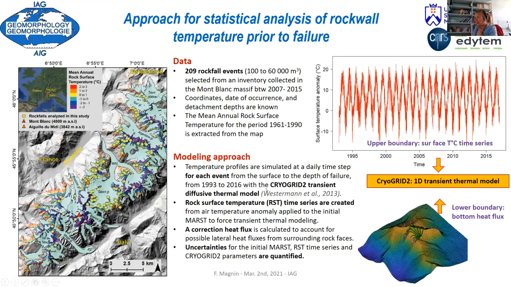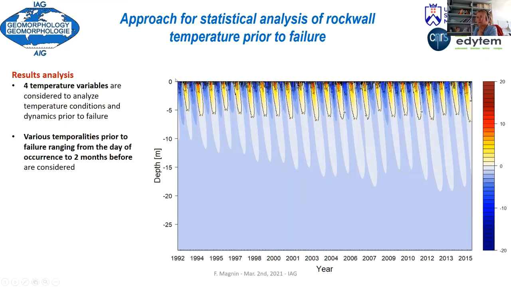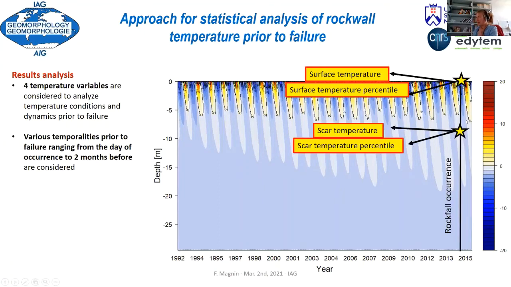So the approach is a bit complex, but what you have to keep in mind is that for each rockfall, we simulate such a temperature profile. So this is the surface, and this is about 30-meter depth, and this is the early 1990s, and this is the present time. So we simulate temperature dynamics for all rockfalls. And let's say now that this is the day of the rockfall event.